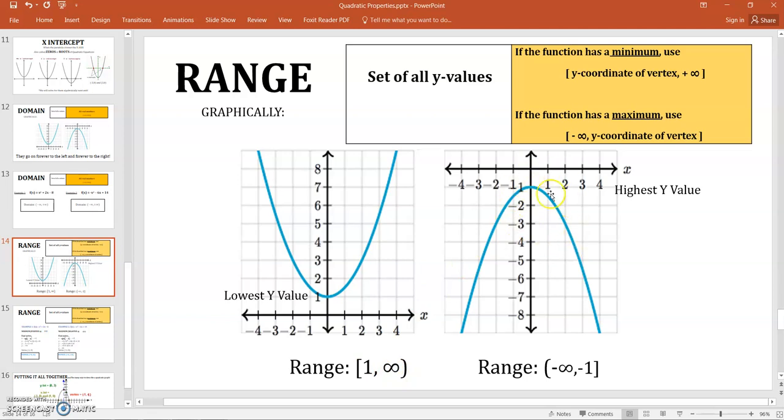Over here, in this case, we are not going more positive than this negative 1 here. So you go all the way down as far as possible, which would be negative infinity, and it goes all the way up to a negative 1. So in this case, it switches. You always start with your lowest value, which is negative infinity, so we have a parentheses there, and then it goes up to negative 1, included with brackets. So you need to know whether or not it has a minimum or a maximum, and that will tell you how to do your range.